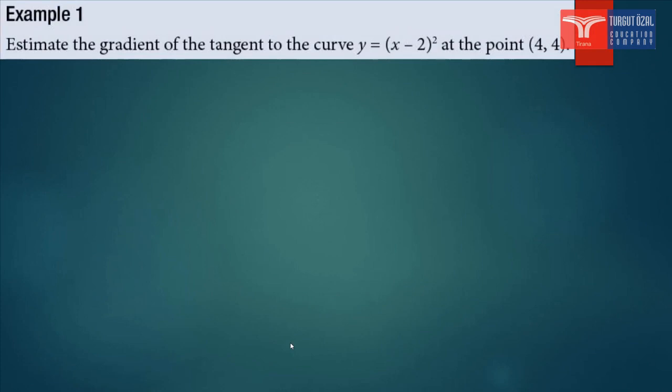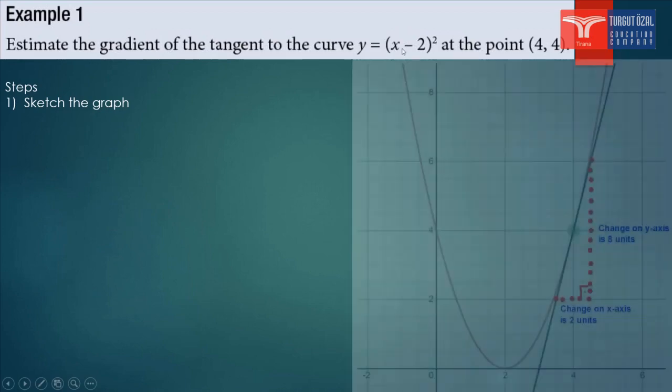Let's see an example to understand it better. Estimate the gradient of a tangent to the curve y equals (x minus 2) squared at the point (4, 4). We need to follow some steps to find the gradient of the tangent to the curve. The steps are, first of all, we need to sketch the graph. We can see that this is a quadratic function, and we have learned before how to draw a quadratic function.